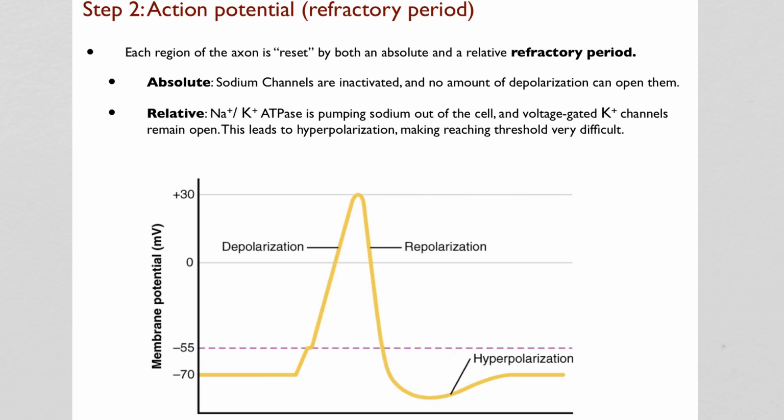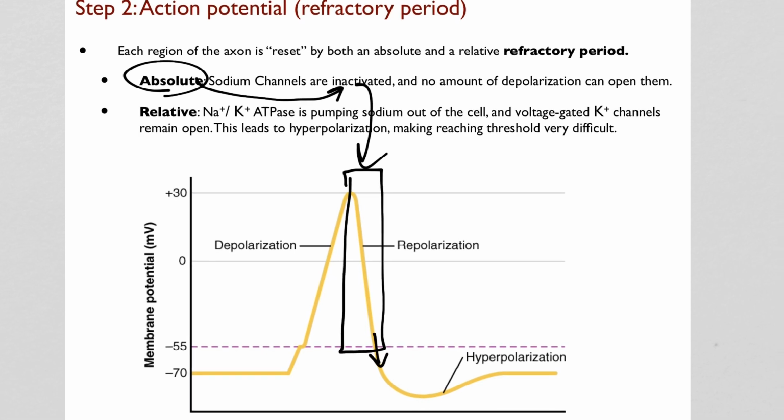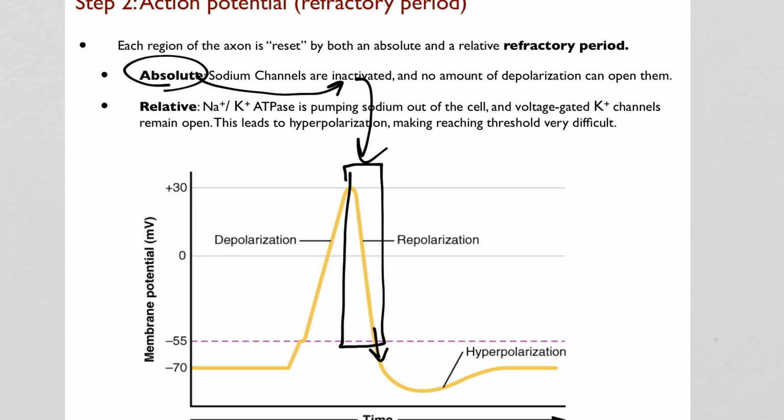Okay, so there are two parts to this. The absolute refractory period is when sodium channels are inactivated. That is happening during this time window. When we're repolarizing, that's when inactivation occurs, and it corks those sodium channels shut until you get back below threshold. All right, so during that time, it's absolute. There is no way that you can have another action potential because you have to come back down and reset before the next one happens.